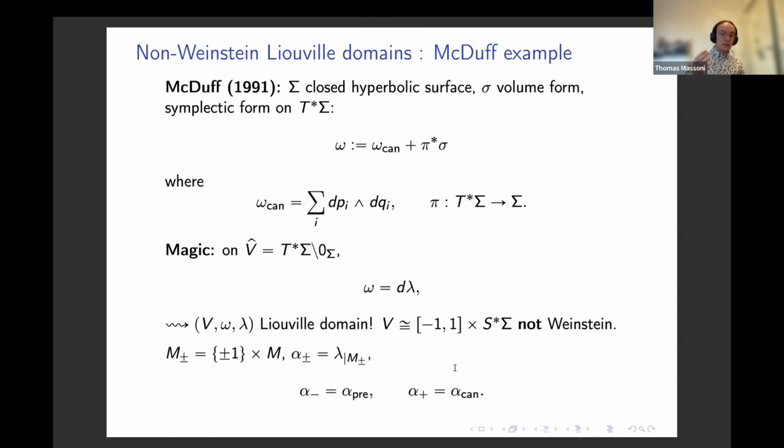And if you look at the contact forms on these two boundaries, on one side, you will have the canonical contact form on S*sigma. And on the other side, you will have a prequantization contact form, because S*sigma is a circle bundle over sigma, and it's a prequantization bundle for this volume form little sigma. Okay. So that's one example.